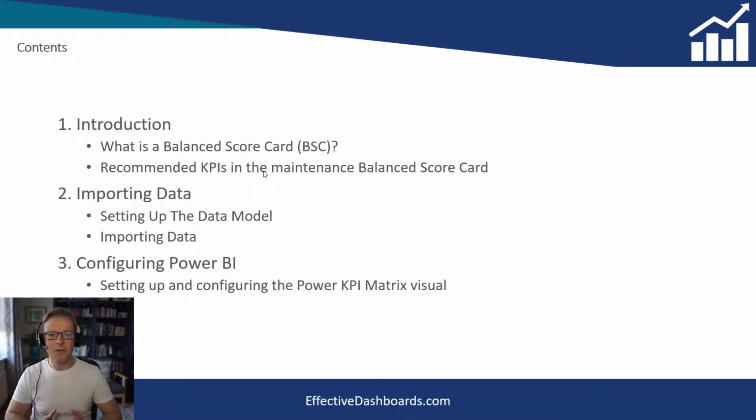Okay, so we're going to go through three sections. The first one is going to be a bit of an introduction, and we're going to cover what the balanced scorecard actually is. So I'll go through that, and we'll talk about why I've come up with the list of KPIs that I've selected. The second part is going to be importing data. So we're going to look at three or four different types or different structures of data and how you would import it into your data model to get it just in the right format that we need to be able to use this Power KPI Matrix visual.